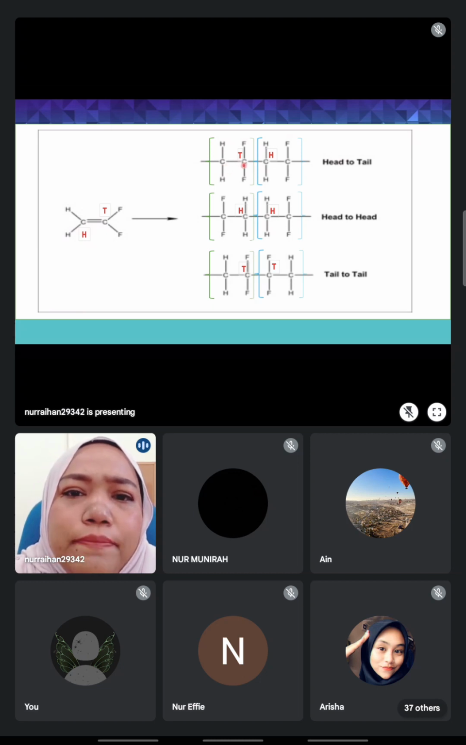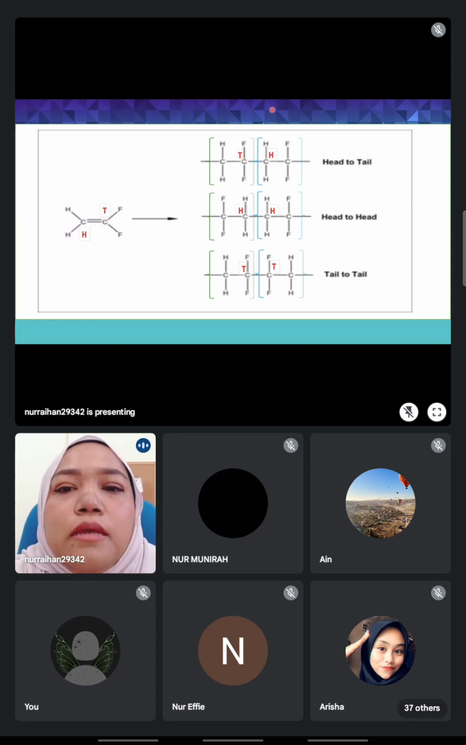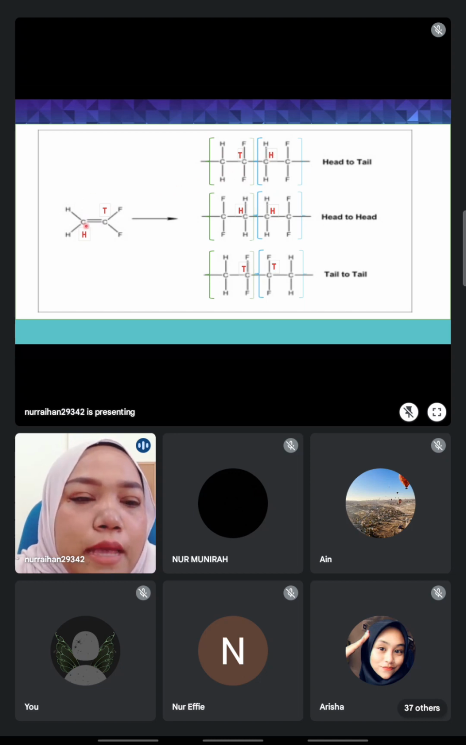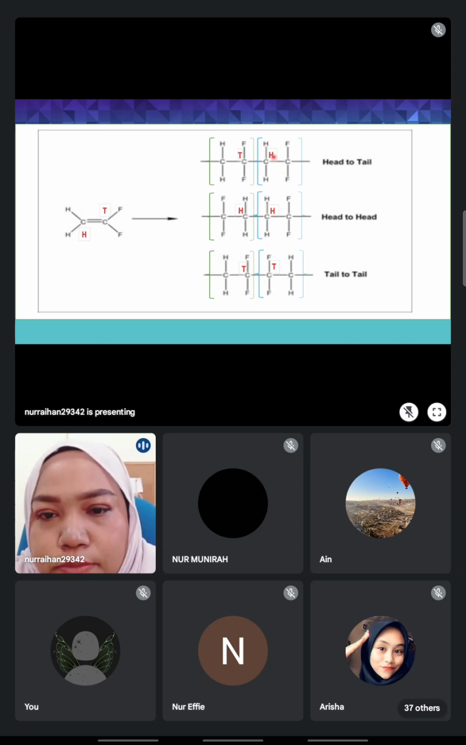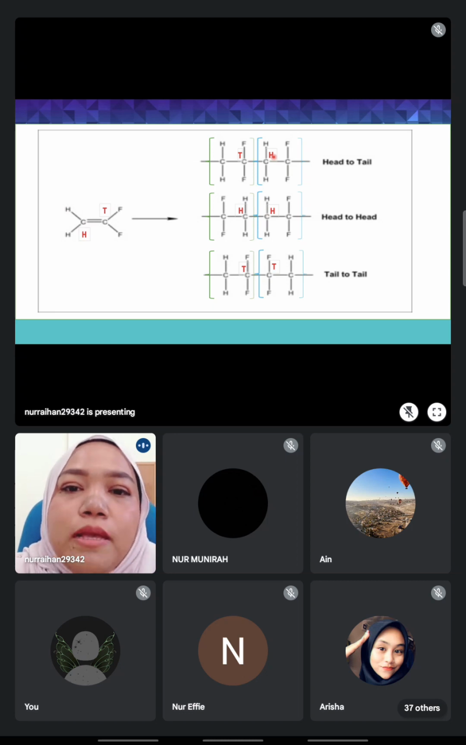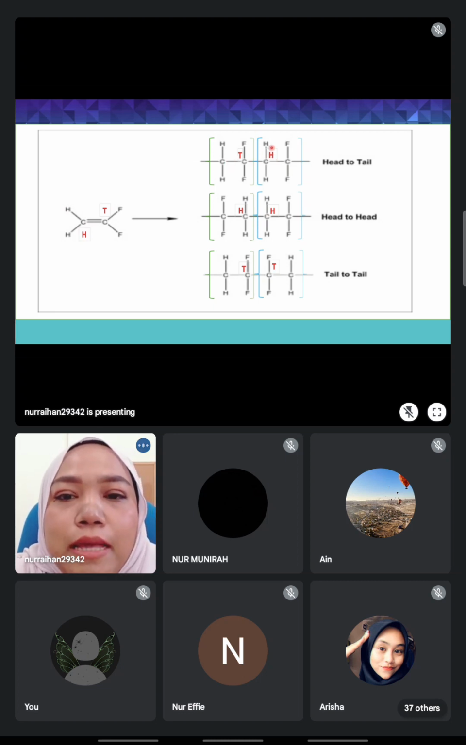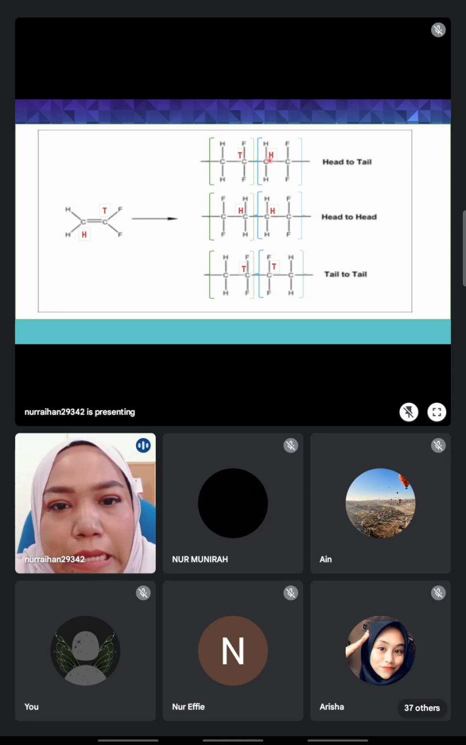Okay, so kita ada sini, kita tahu yang carbon yang attach dengan fluorine is considered as the tail. So sini kita label sebagai tail. Okay, manakala carbon yang attach to hydrogen akan considered as a head. Okay, so kat sini dia akan jadi head to tail arrangement ataupun tail to head arrangement. Selalu kita panggil head to tail arrangement. Sebab apa? Tail dia akan sambung pula dengan head untuk second repeating unit.